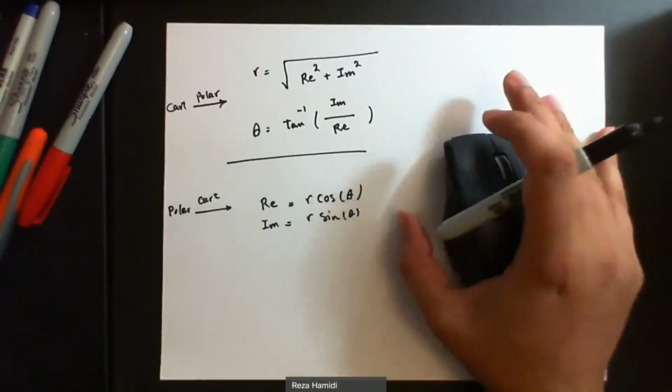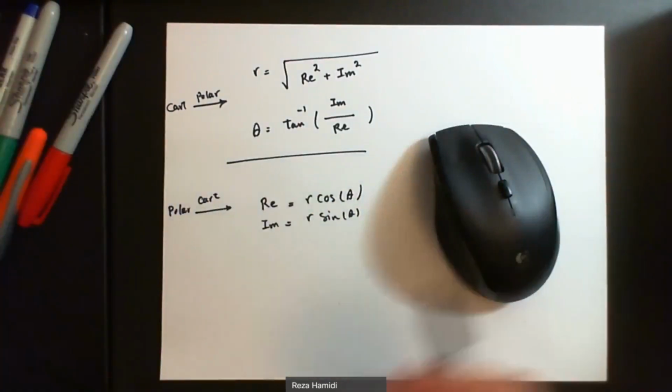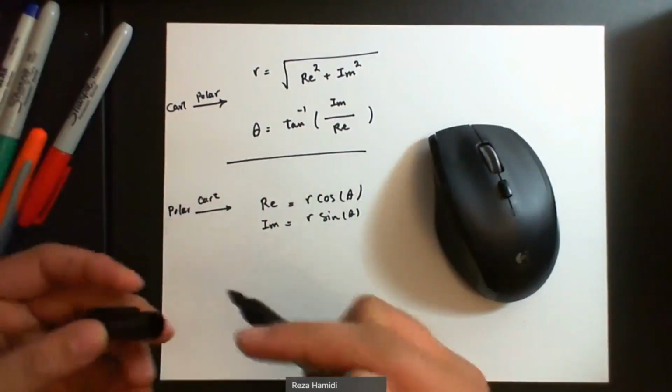So in this video, we are going to work with polar numbers. We are going to learn how we can multiply them, for example.